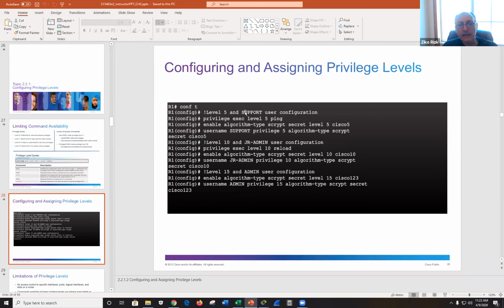And then you can create those levels. So they don't exist by default. 0, 1, and 15 exist by default, but the other ones you have to create. So you have to create level 2, you have to create level 5, you have to create level 10, and then you have to decide what can level 5 do? If you were to create a user with level 5, what can that user do? And if you were to create a user with level 10, what can that user do?